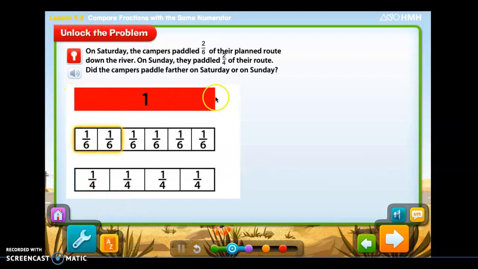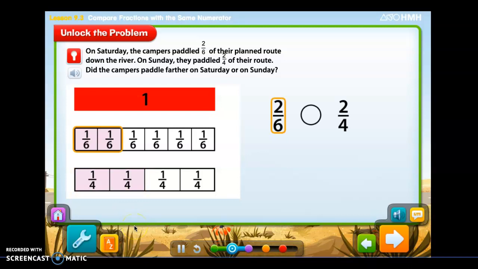So this is the whole trip, right? And then this says that on Saturday, the campers paddled 2/6 of their planned route. This is the whole entire route. But on Saturday, they only did 2/6. So they did this much. Shade 2 parts to show 2/4. And then on Sunday, they paddled 2/4 of the route.